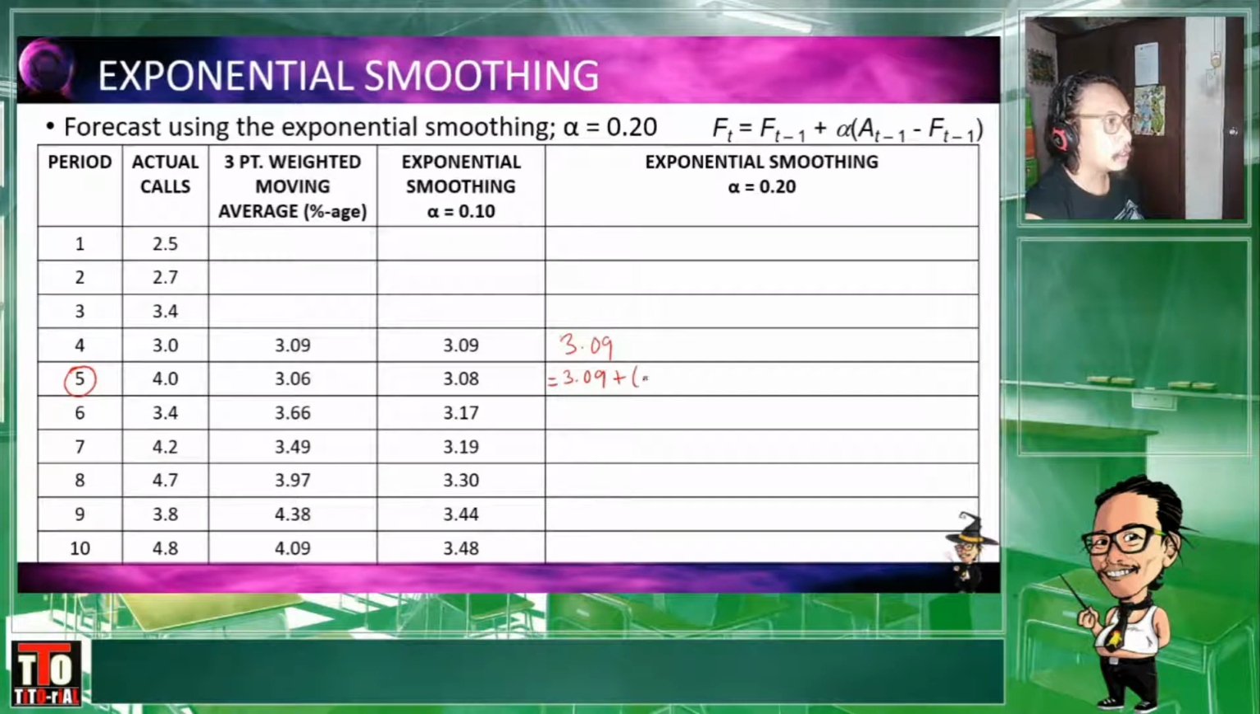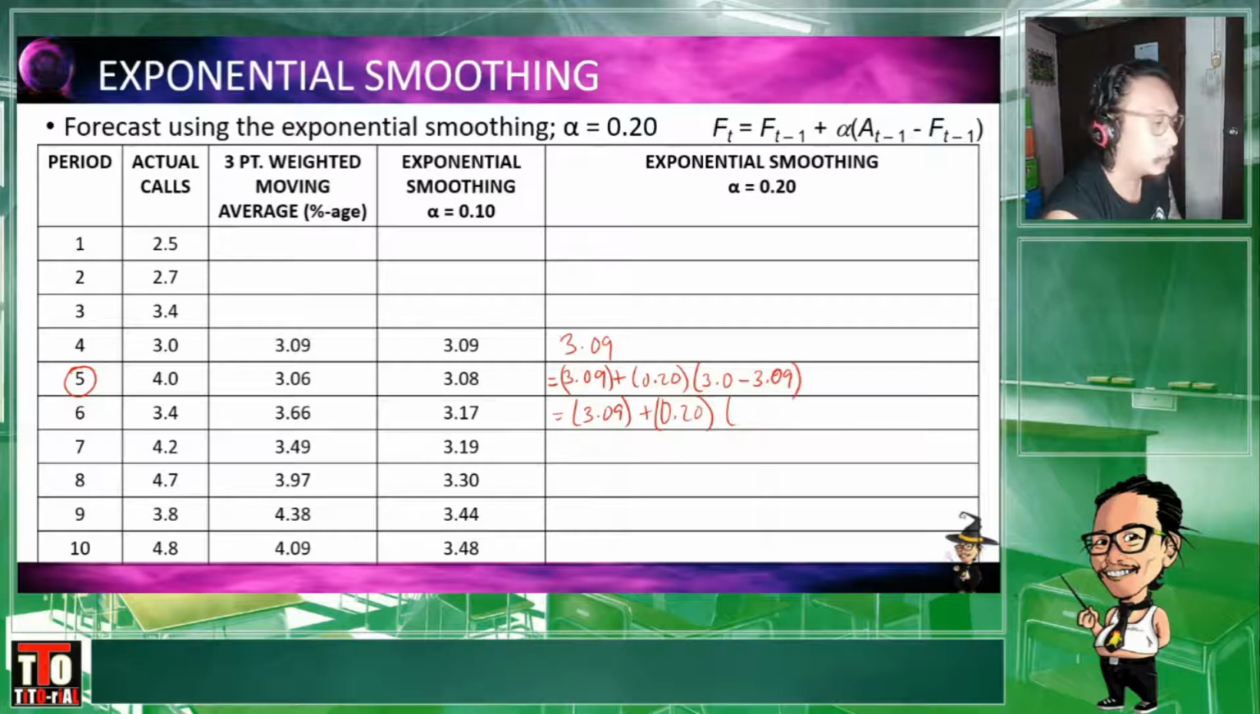So, we change the smoothing constant. We will now use 0.20 as our smoothing constant. And then, the actual data for period 4 is 3 less the forecast for period 4, which is 3.09. Okay? 3.09 plus 0.20. Ganda ko magsulat, di ba? So, 3 minus 3.09, we will have, di ba, nagkaroon tayo ng problema dito nung last time. So, ano ba yung value? 3 minus 3.09. So, we will have negative 0.09.